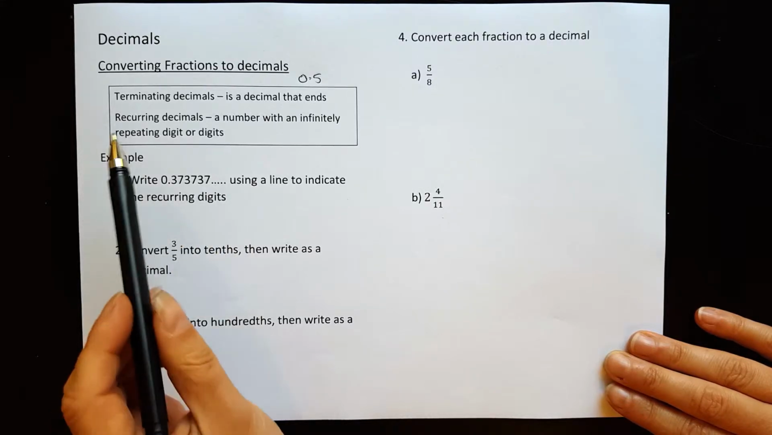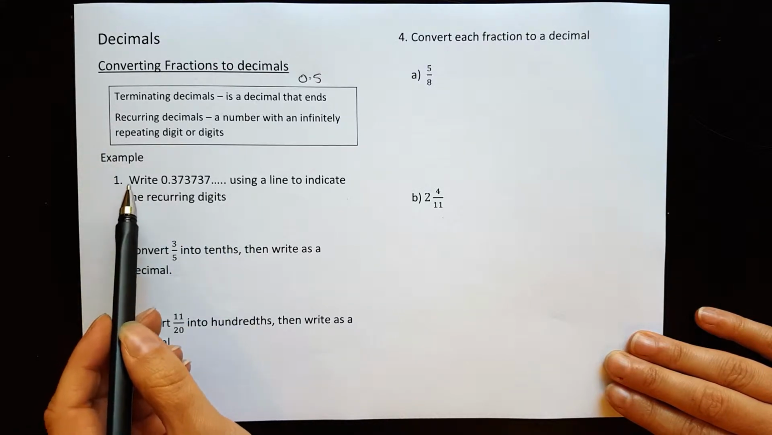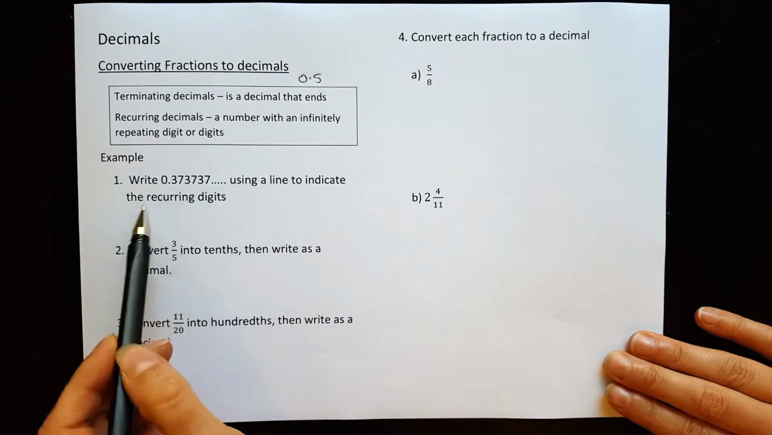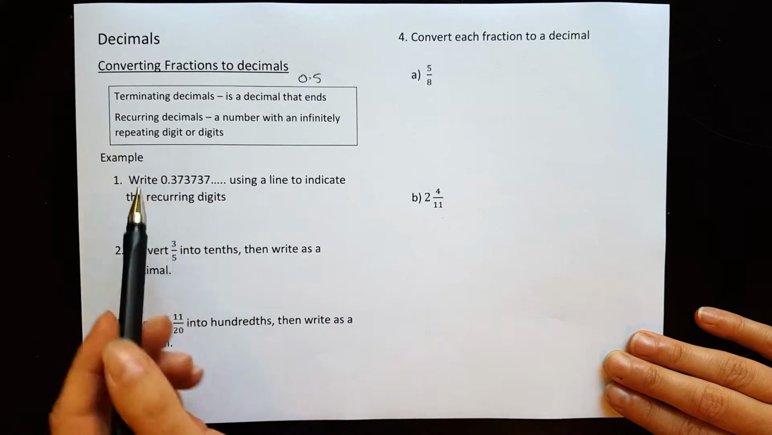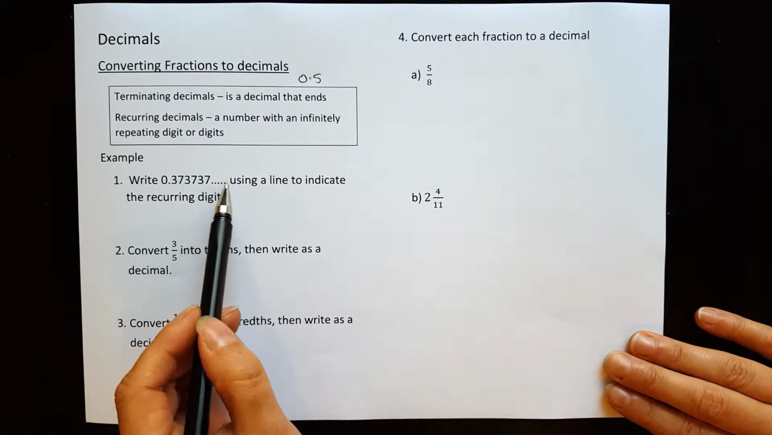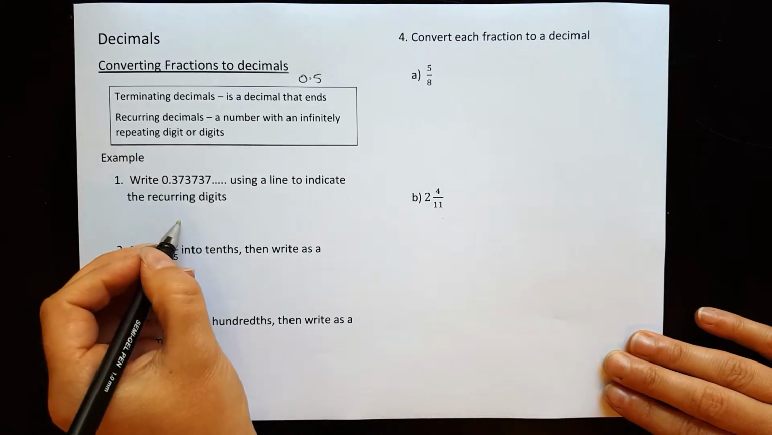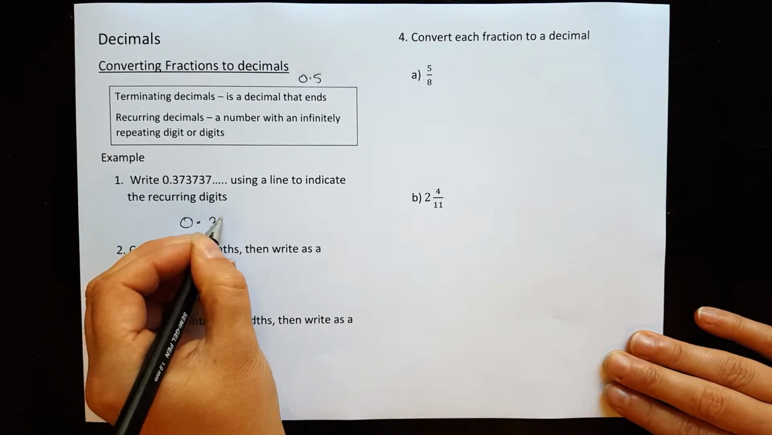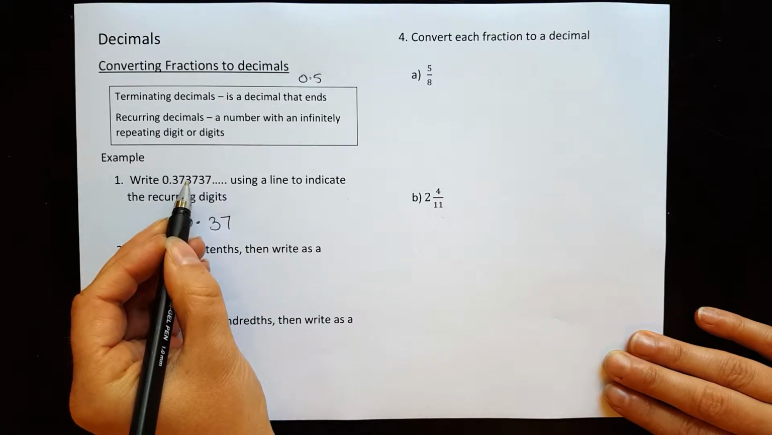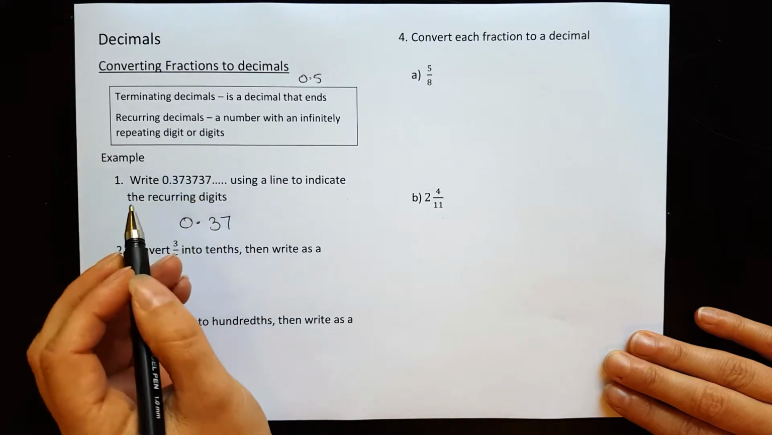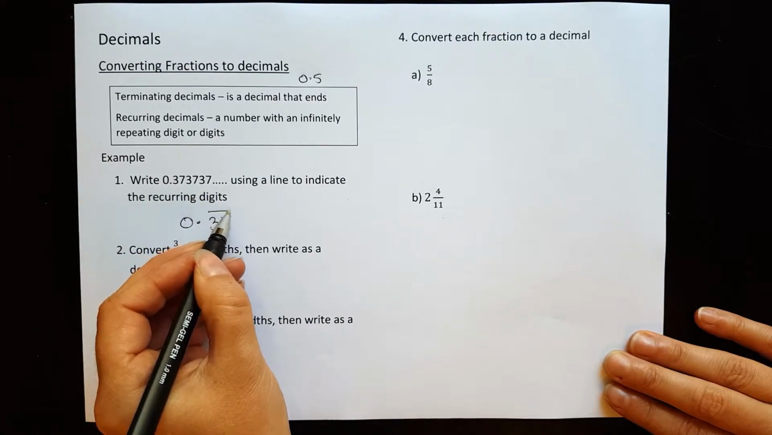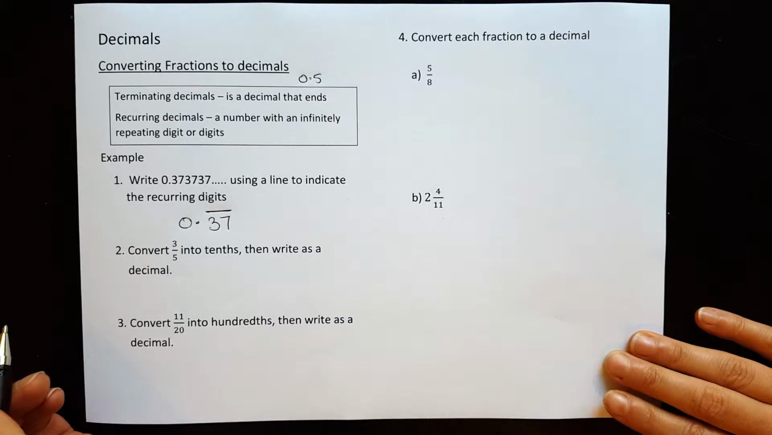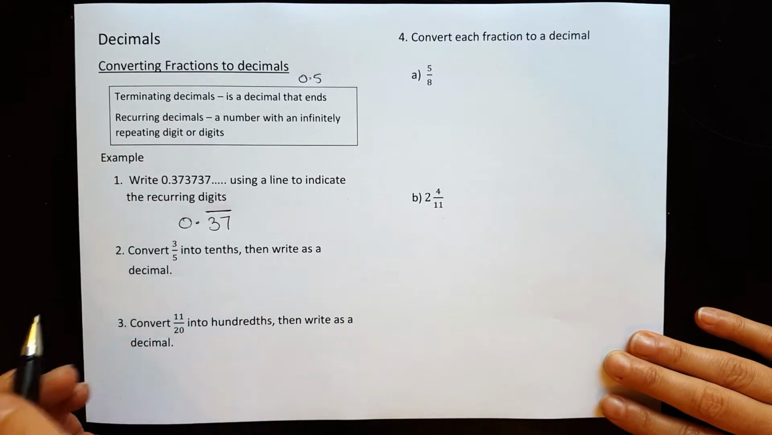So for this example, we want to write this recurring decimal using a line to indicate the recurring digits. So instead of having to write it over and over and over and then the dots, what we can do is we can write 0.37, and instead of having to repeat it, 3737, we put a line above the digits that repeat, like that, and that's the end of it. That's how we can write it.